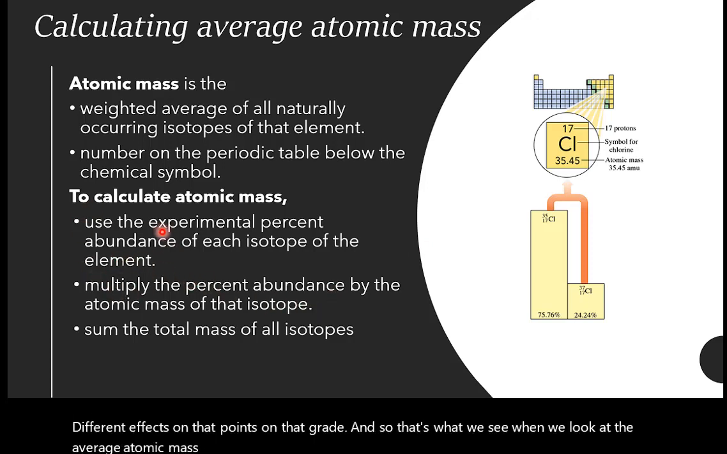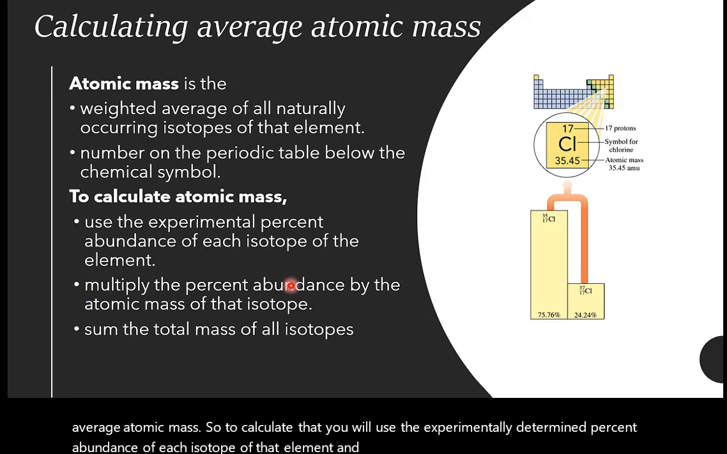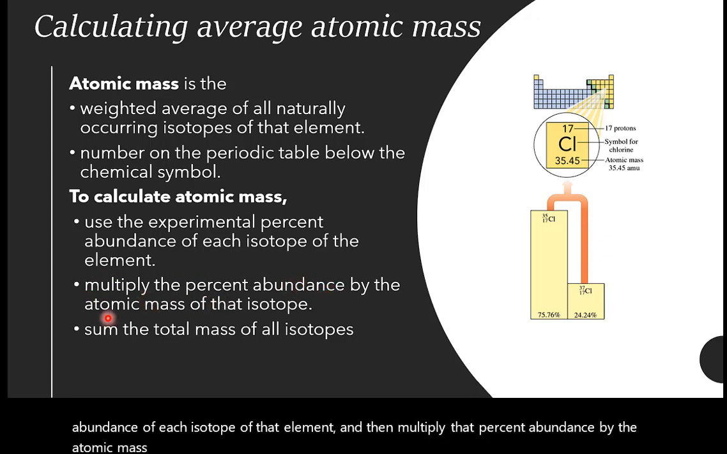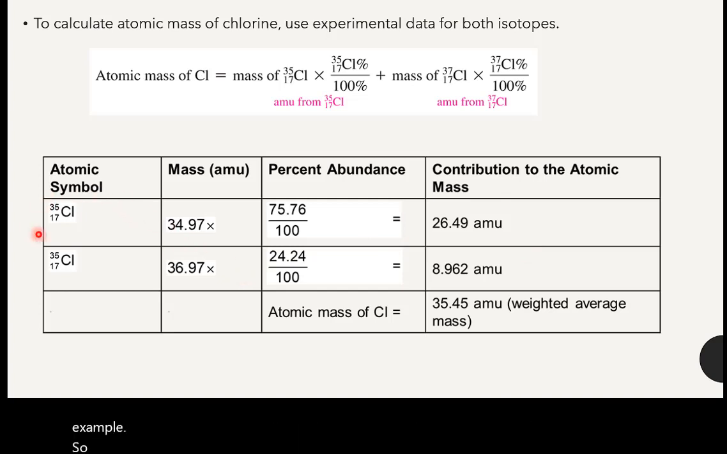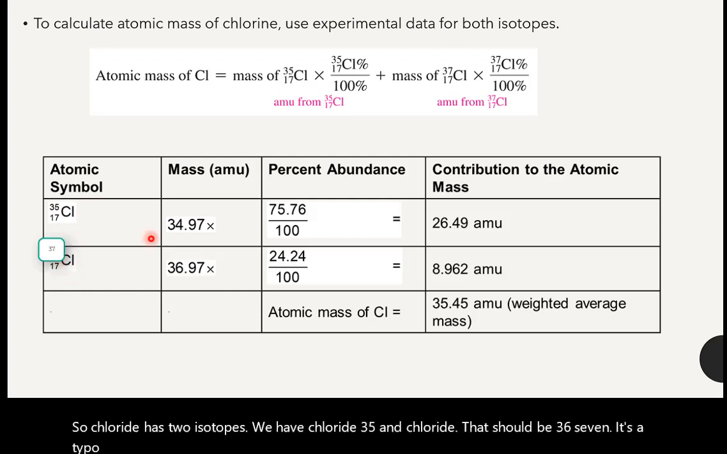So to calculate that, you will use the experimentally determined percent abundance of each isotope of that element and then multiply that percent abundance by the atomic mass of that isotope. Then you sum it all together. So let's take a look at chlorine as an example. Chlorine has two isotopes. We have chlorine-35 and chlorine-37, that should be 37. It's a typo right there.